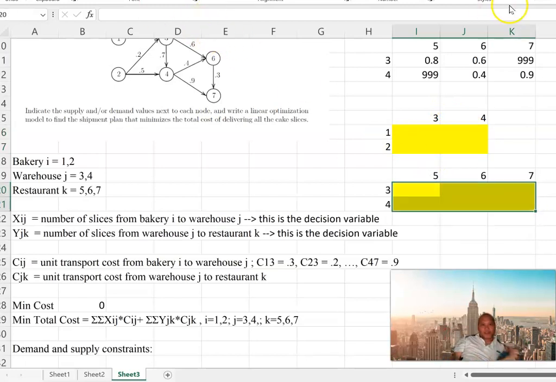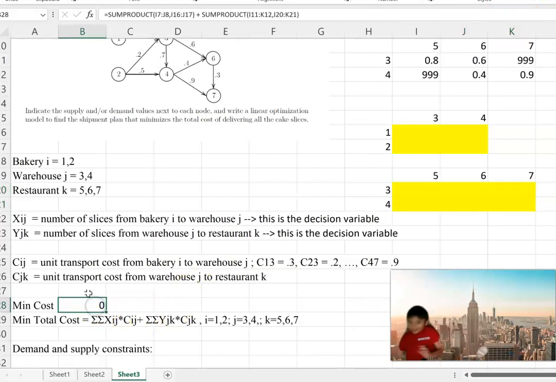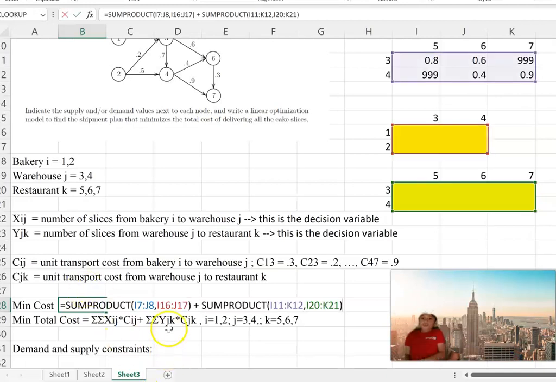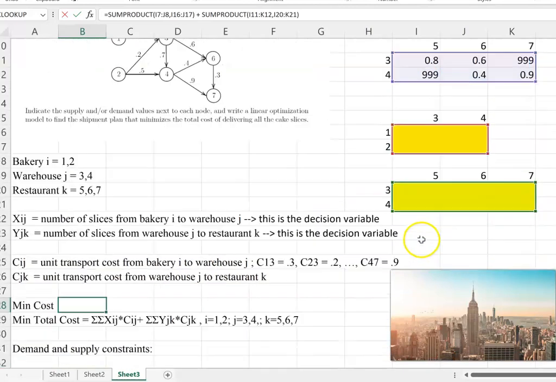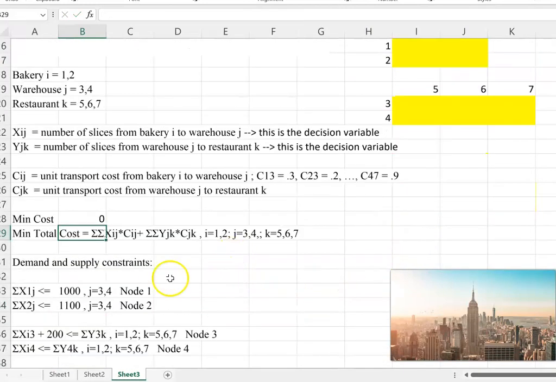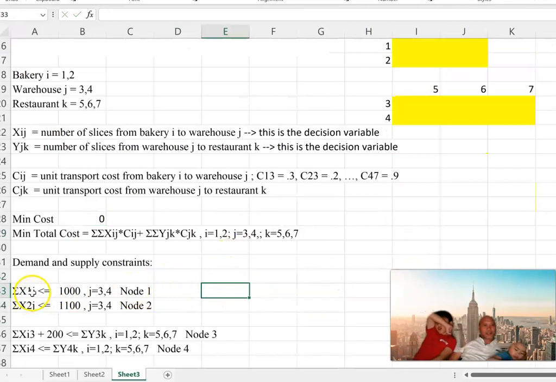So to formulate this, we are just going to get the cost. The cost is this, sum product. Sum product of this one with this, and then this one with this. That's the cost. Now we need the demand.